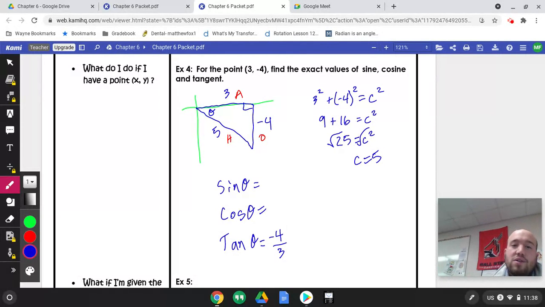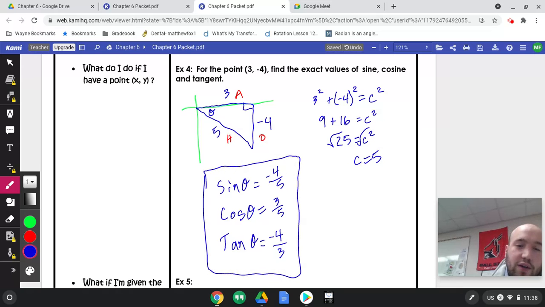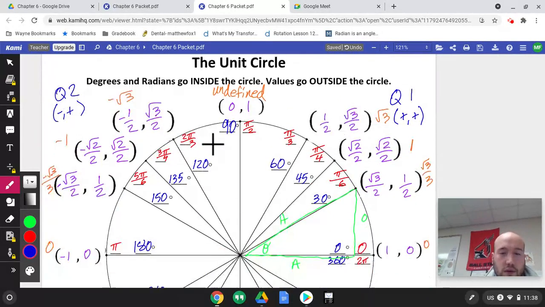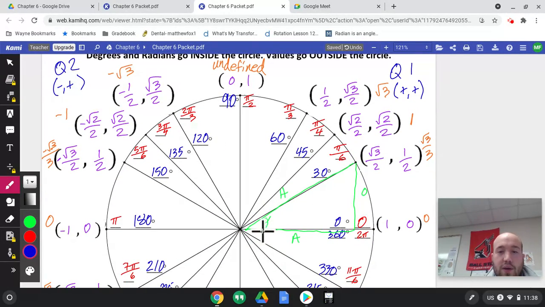So now, as you can see, while some of you were probably tempted to say that the sine was just y, that's -4, it's actually going to be -4 over 5. Some of you were probably tempted to say cosine is x, that's 3. It's actually 3 over 5. So these would be our answers. As you can tell, it's a little bit more complicated because we have to worry about the hypotenuse. The difference was, remember, on the unit circle, we already know that the hypotenuse is 1 because the radius of the unit circle is 1.